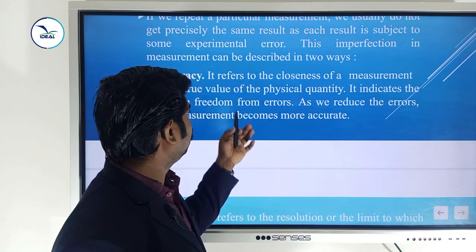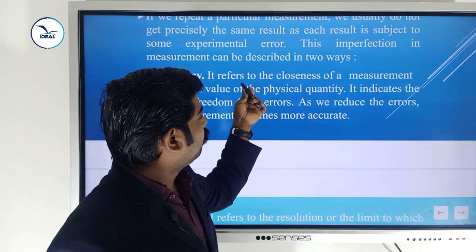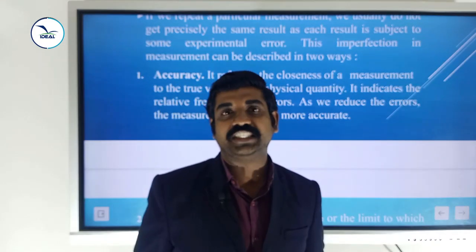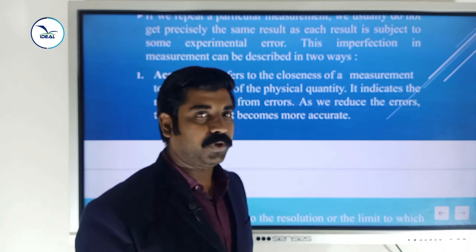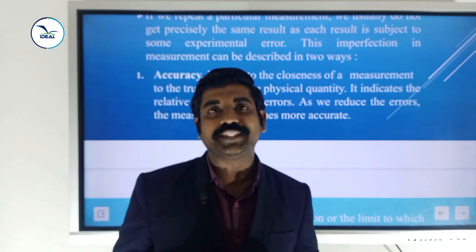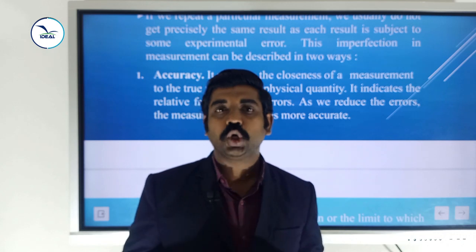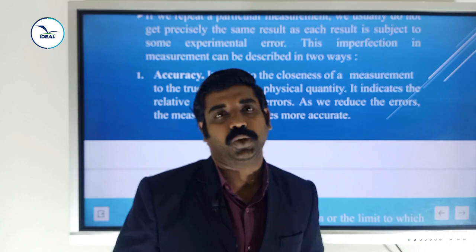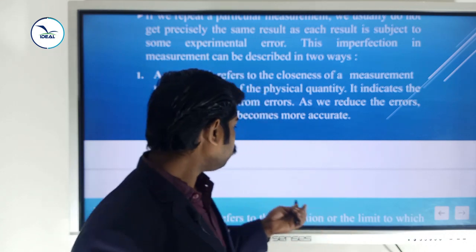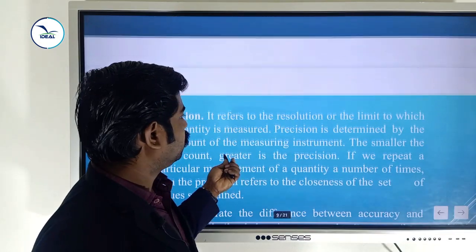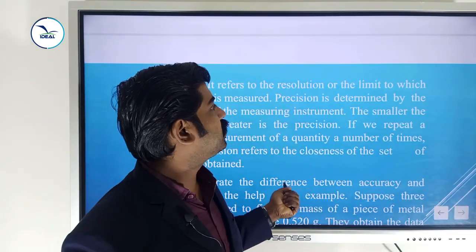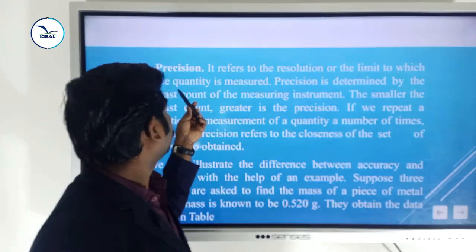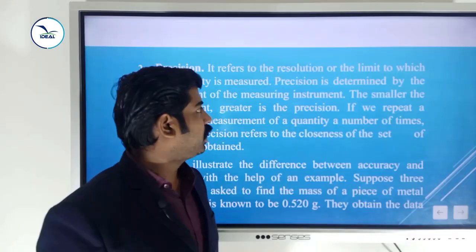So accuracy refers to the closeness of a measurement to the true value of the physical quantity. How close the measured value is to the true or actual value, that determines the accuracy. Clear? Then precision. Precision refers to the resolution or limit to which the quantity is measured, which I already told.